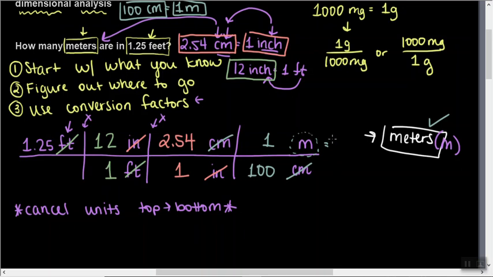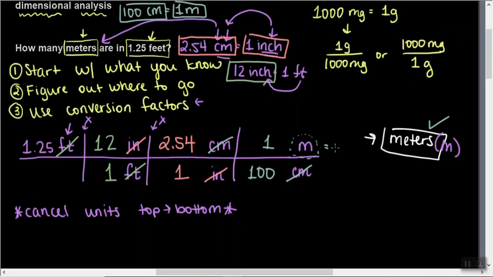Okay, welcome back. So the final answer you should get after you multiply 1.25 times 12 times 2.54, and then times 1 if you'd like to, then divide by 1 if you'd like to. Dividing by 1 does nothing to change the number. And then dividing by 100, you get an answer of 0.381 meters. And that is our final answer.